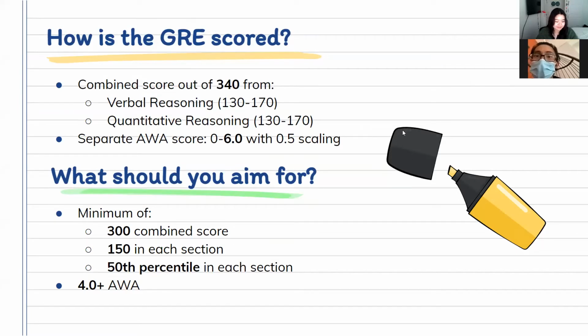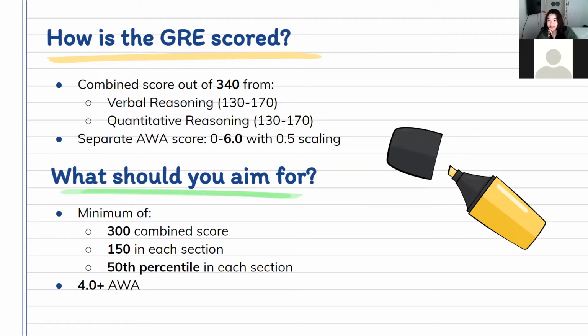Okay. So how is the GRE scored? It is a combined score out of 340. Your verbal reasoning is going to be between 130 and 170. Quantitative reasoning is going to be the same. And then a separate analytical writing assessment from 0 to 6 with a half-point scaling. You should aim for a minimum of 300 combined score, or about 150 in each section, and the 50th percentile of each section. And then a 4 or greater for the analytical writing. Yeah, so just correction, out of 340, it's written on there though.